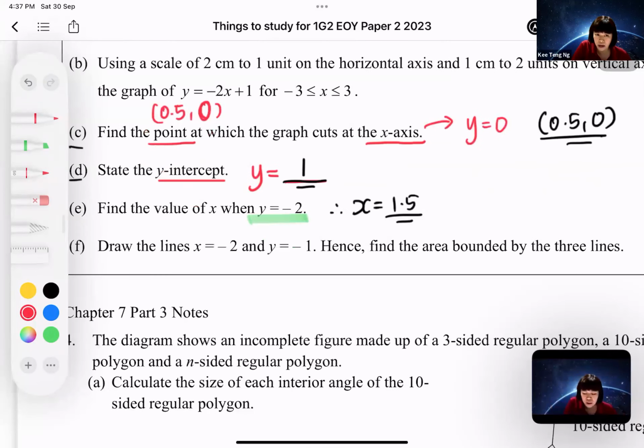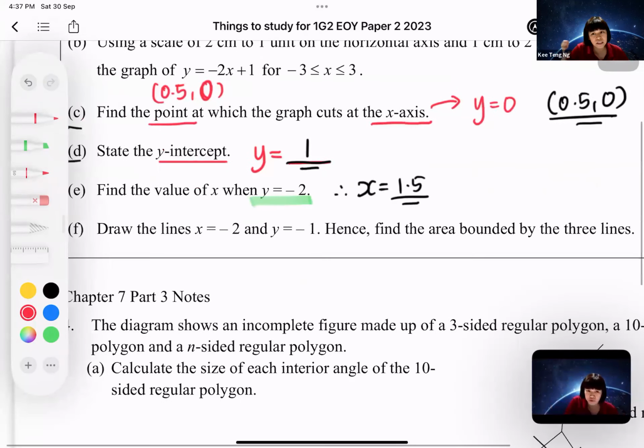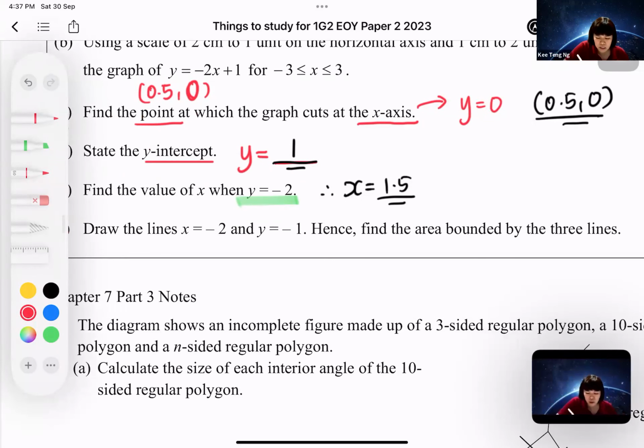Now recall there are a few different types of line. When it's x equals to -2, it means it's a vertical straight line, right? And it cuts the x-axis. So it only cuts the x-axis. So you cut this x-axis at the number -2. X equals to -2. So you cut the x equals to -2 vertical line. Okay? That is for x equals to something.